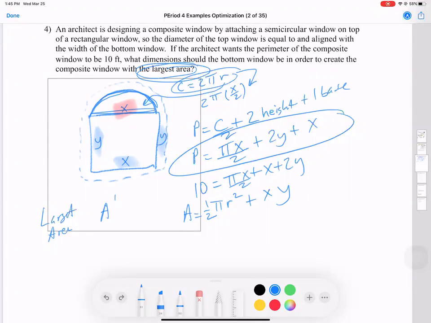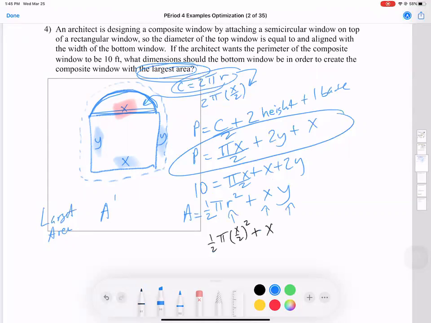I don't like us having y here. I don't like us having x and having r. There's too many variables. We can substitute some of these variables. If we know the radius, it's just half x. So this is going to be 1/2 pi, and the radius is x over 2 squared, plus x.